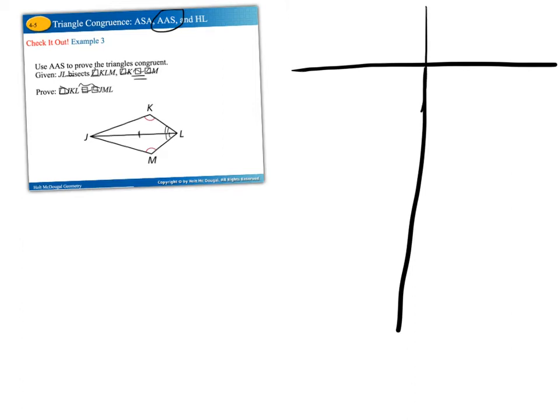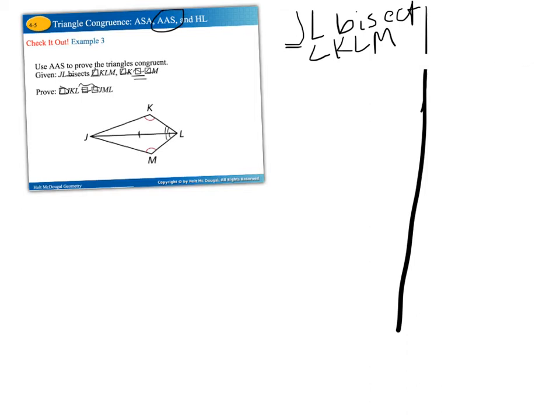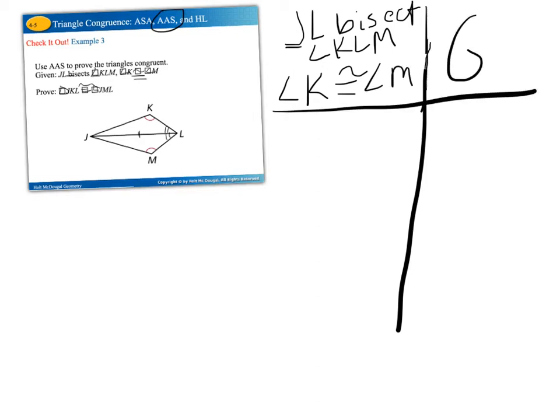So I've got JL bisects angle KLM and angle K is congruent to angle M. And that is all given. Alright, I've got the fact that JL equals JL because of reflexive.